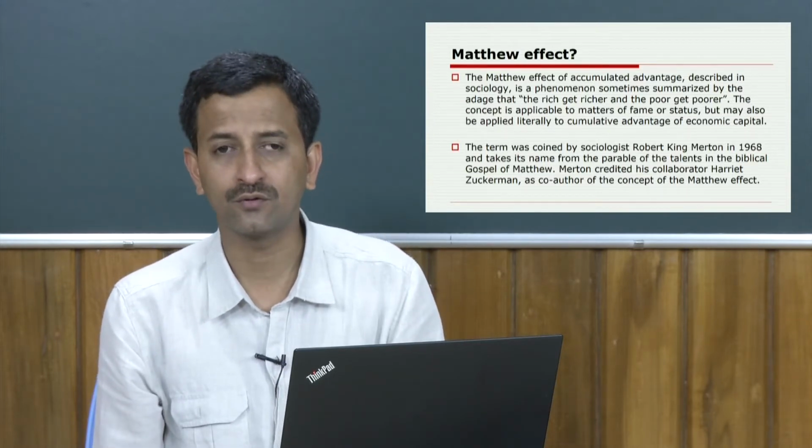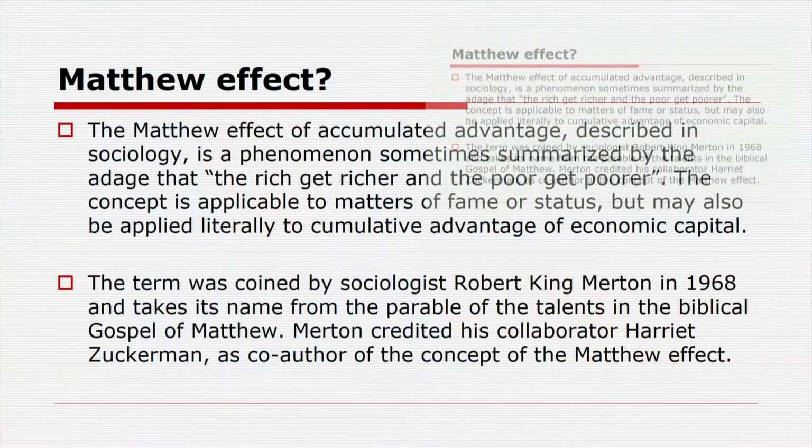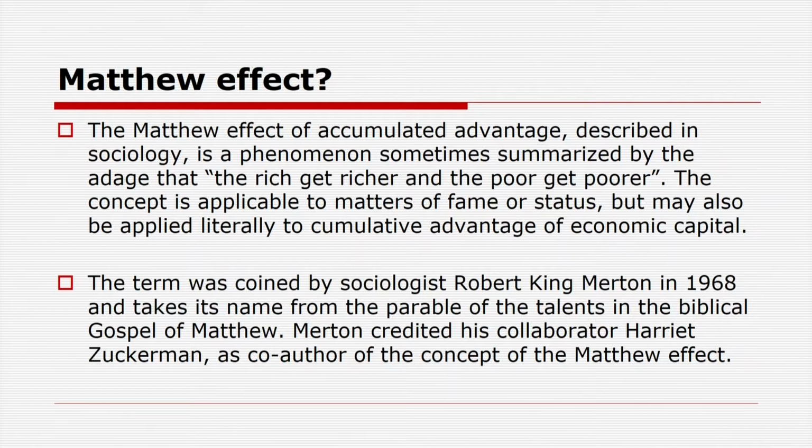Very quickly we will try to cover this aspect. The Matthew effect of accumulated advantage, described in sociology, is a phenomenon sometimes summarized by the adage that the rich get richer and the poor get poorer. The concept is applicable to matters of fame or status, but may also be applied literally to cumulative advantage of economic capital. This term Matthew effect was coined by Merton in 1968. The paper appeared in Science, one of the most prestigious journals in the world, and the term takes its name from the parable of the talents in the biblical Gospel of Matthew. Merton credited his collaborator and second wife Harriet Zuckerman as co-author of the concept.